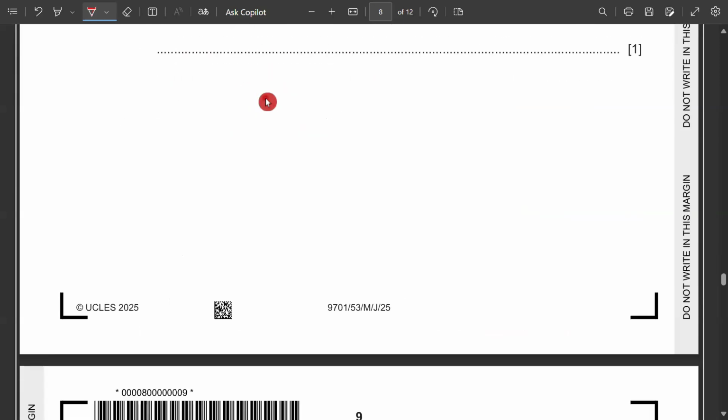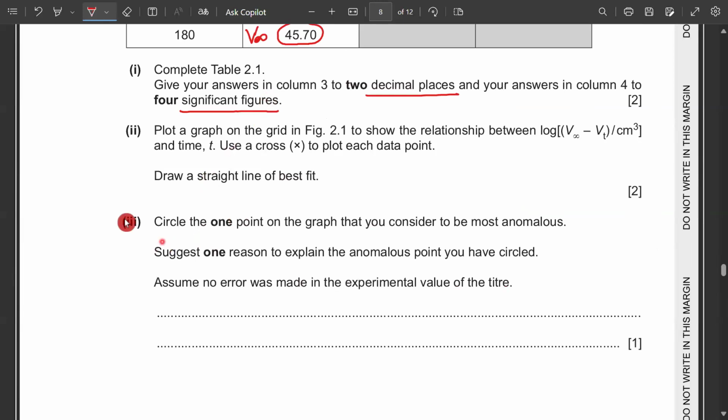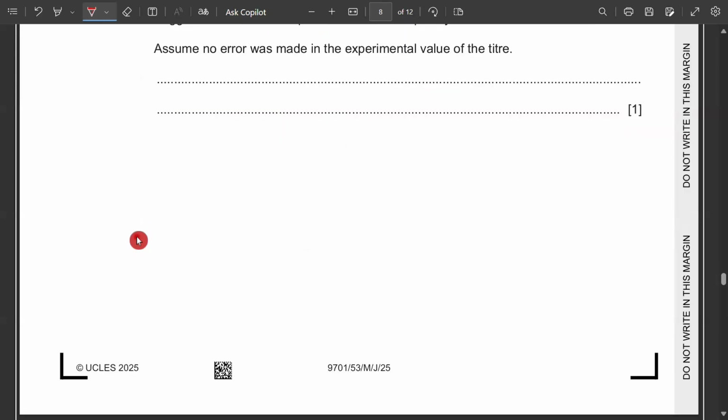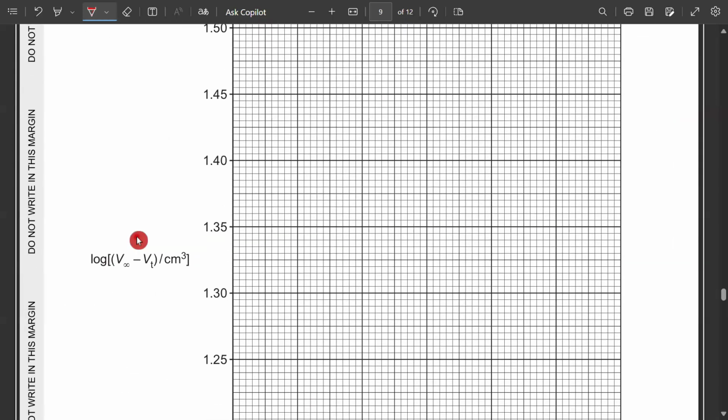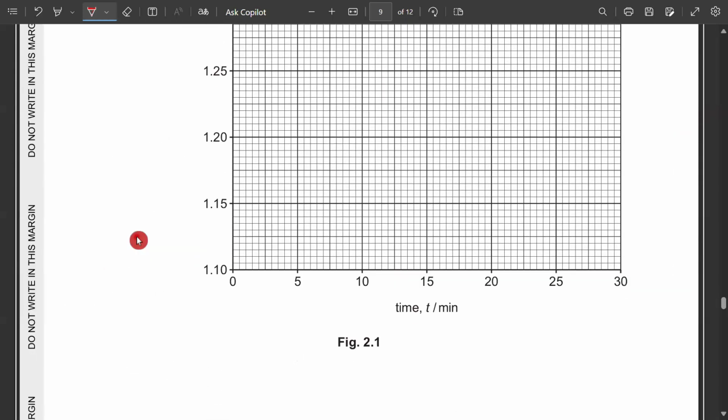After that, you have to plot the graph, and after plotting the graph, question 3 will come. So I will first draw the graph here. I will try my best. It should be correct.